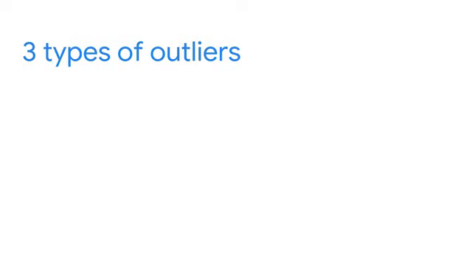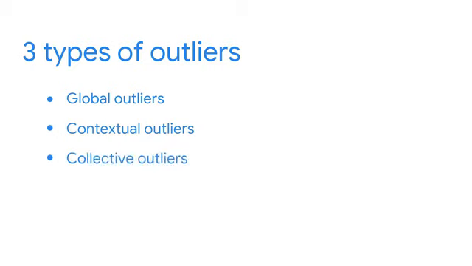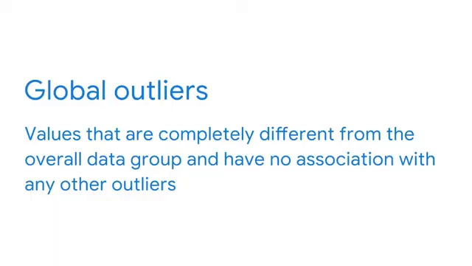There are three different types of outliers we will discuss in this video: global, contextual, and collective outliers. Later, you'll learn how to find outliers and work with them in Python. The first outliers we'll discuss tend to be the easiest data points to detect. Global outliers are values that are completely different from the overall data group and have no association with any other outliers. They may be inaccuracies, typographical errors, or just extreme values you typically don't see in a data set.